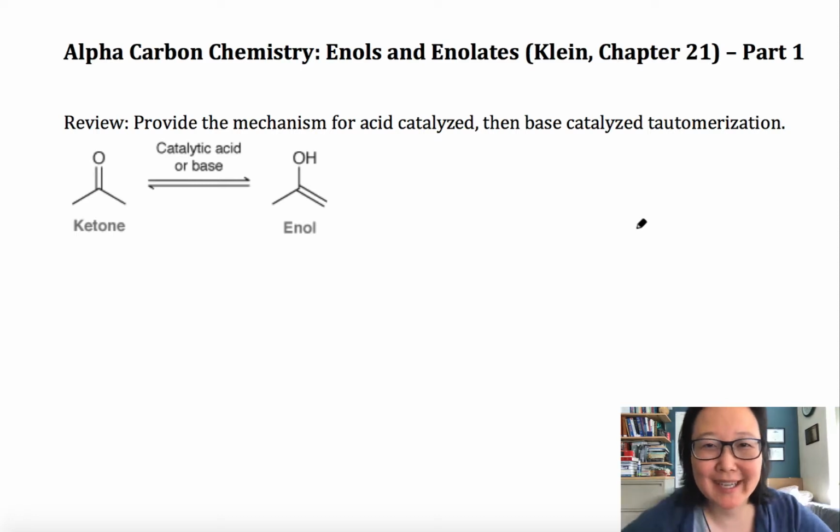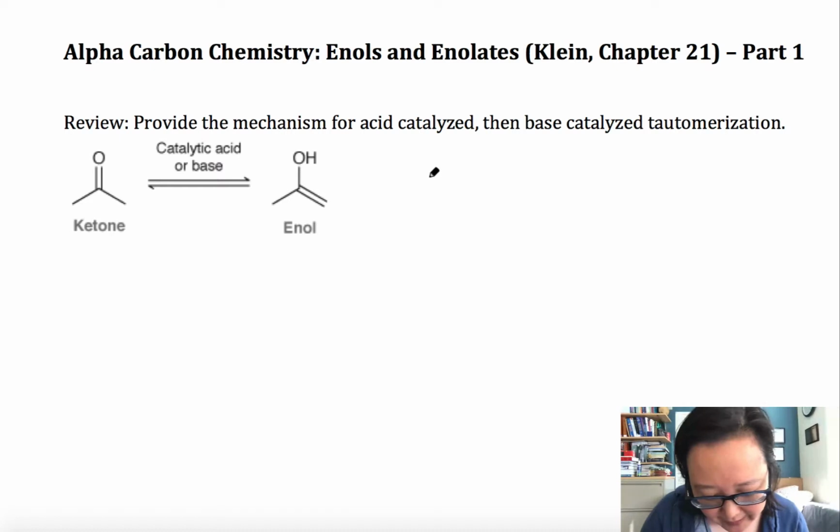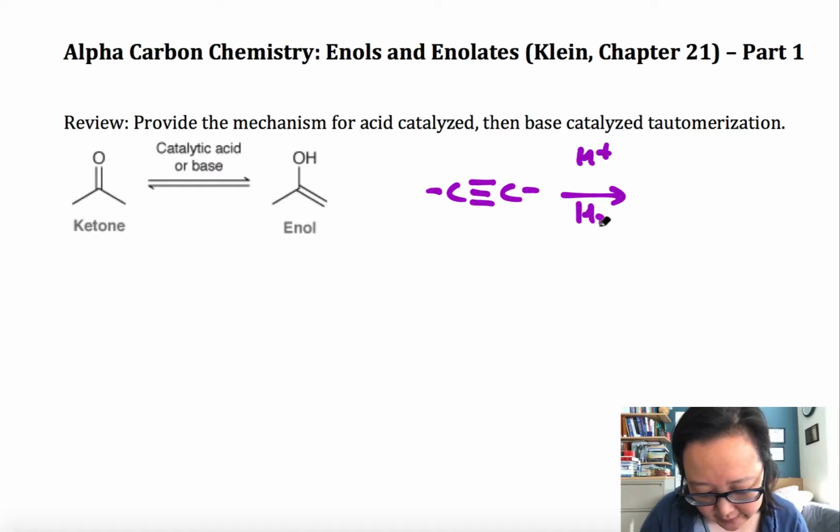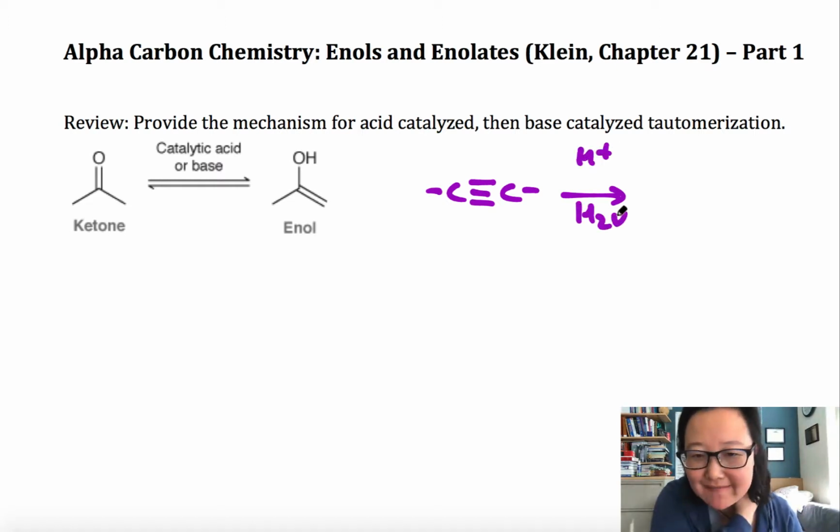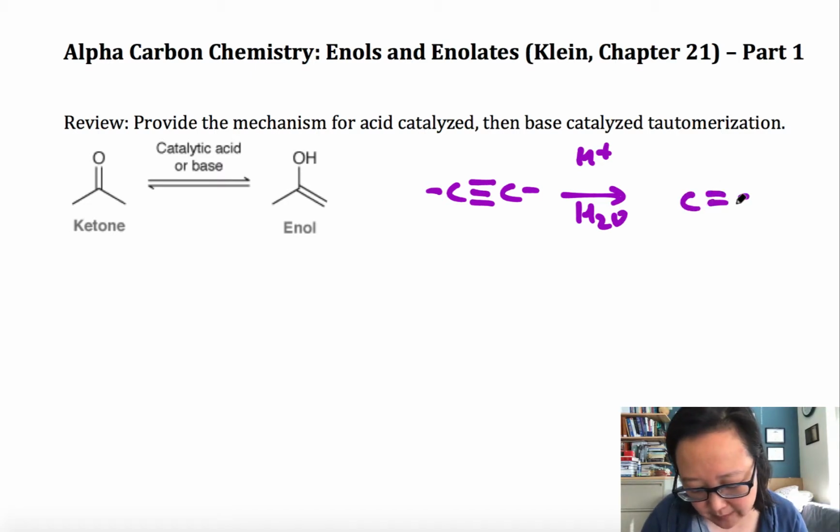Hey everyone, we're going to start new material now on reactions at the alpha carbon, and I'll talk about what that is. We're going to start though with this review. And this is from probably second quarter organic chemistry. You probably saw this when you had a triple bond and you were adding, let's say, acid catalyzed water. You're doing acid catalyzed hydration. And you would add an OH group to the more substituted carbon.